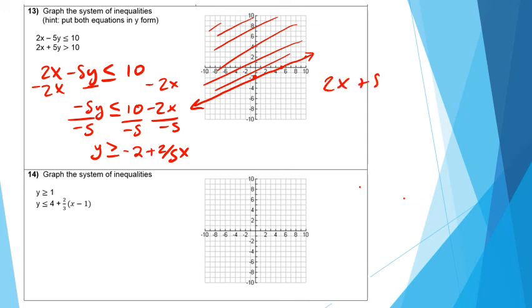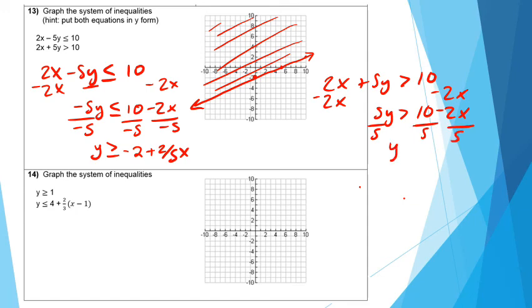So 2x plus 5y is greater than 10. I'm going to subtract 2x from each side. 5y is greater than 10 minus 2x. Divide each piece by 5. Y is greater than 2 minus 2/5 x. So now I'm going to graph my y-intercept for the second line at +2. My slope is -2/5, so down 2 over 5. So this line is going to be looking kind of like this.